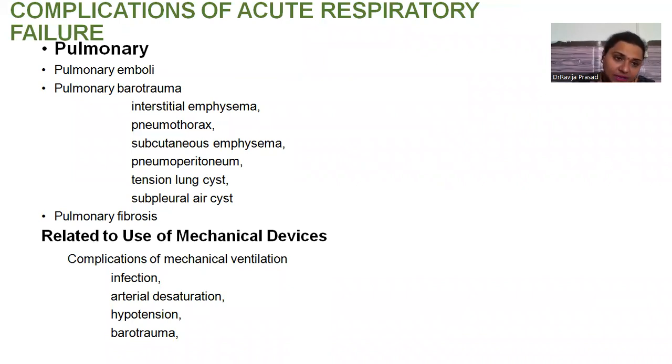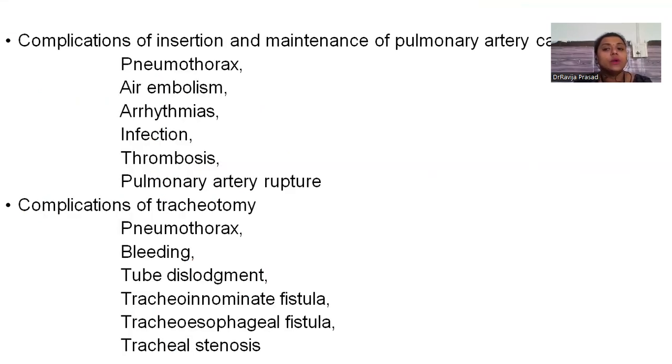First, that is the pulmonary cause: pulmonary embolism, pulmonary barotrauma, which leads to interstitial emphysema, pneumothorax, subcutaneous emphysema, pneumoperitoneum, tension cyst, lung cyst, subpleural air cyst, pulmonary fibrosis. Now, complications related to the use of mechanical devices, that is infection, arterial desaturation, hypotension, barotrauma. Now, what are the complications of insertion and maintenance of pulmonary arterial catheters?